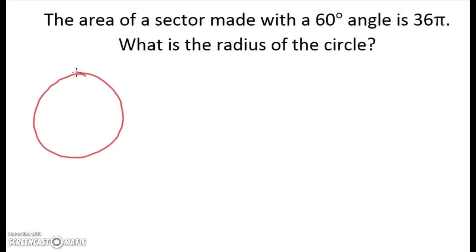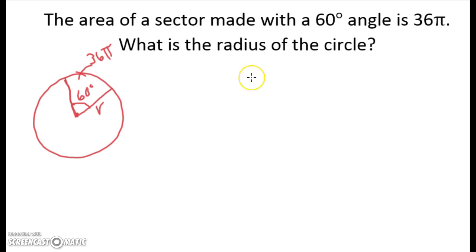It says I have a circle, and it says that I have a sector. So I'm going to draw a sector here that's made with a 60-degree angle. So this is a 60-degree angle. And it says the area of this is 36 pi. And the question asks, what is the radius?